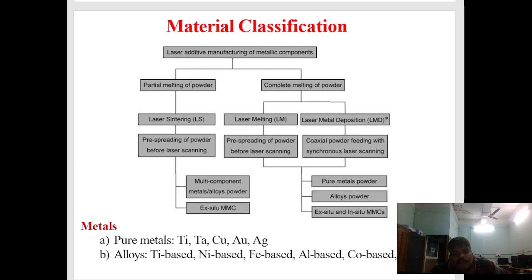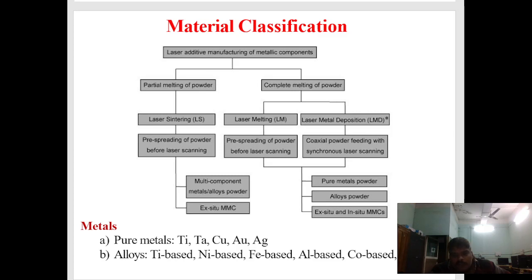Laser additive manufacturing of metallic component. Partial melting of the powder, complete melting of powder. If partial melting of powder happens, then laser sintering comes into the picture. If complete melting of powder happens, laser melting and laser metal deposition come into the picture. In laser sintering, pre-spreading of powder before laser scanning. Multi-component metal alloy powder, example Cu-MMC. In laser melting, pre-spreading of powder before laser scanning.